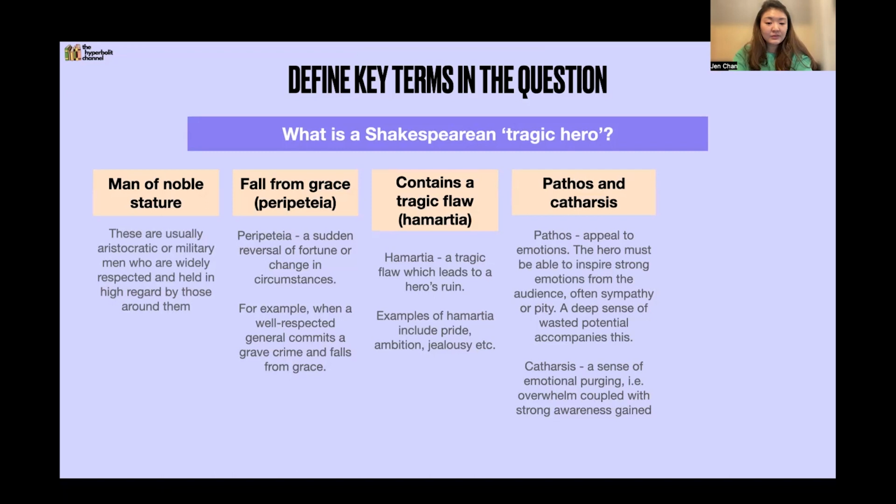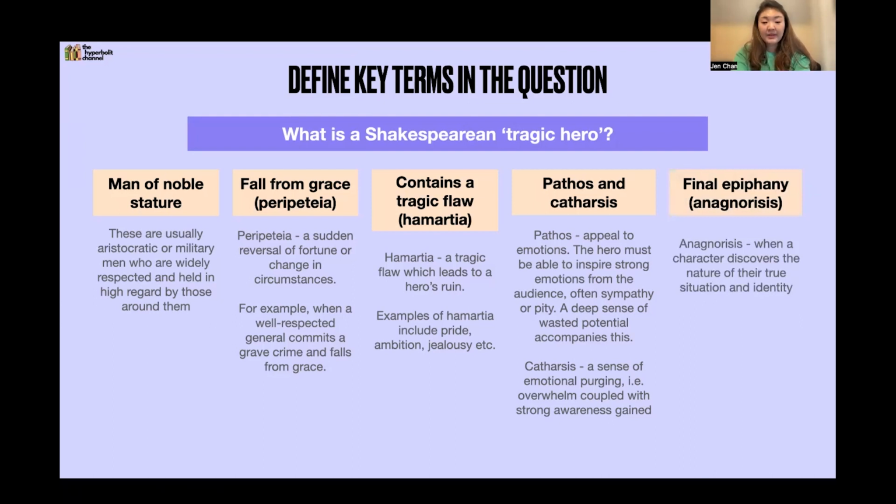And usually as a result of this sort of strong pathos, there is consequently a sense of catharsis, which is this emotional purging, the sense of overwhelm coupled with a strong awareness that we gain at the end of the play. And then finally, tragic heroes also tend to experience some sort of final epiphany, which we call anagnorisis. That's when the character discovers the true nature of their situation and their identity. And usually by then, it's too late to remedy the situation, which compounds the pathos.